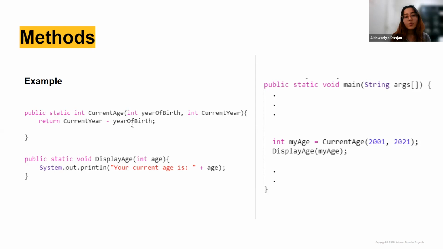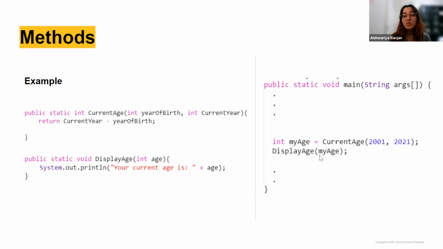And then it will go into this method, do the subtraction, and return 20. That 20 would be stored in this int myAge. And now you want to display that. So you're going to call this method displayAge, and how you call it is you just put this variable inside the formal parameter list over here.